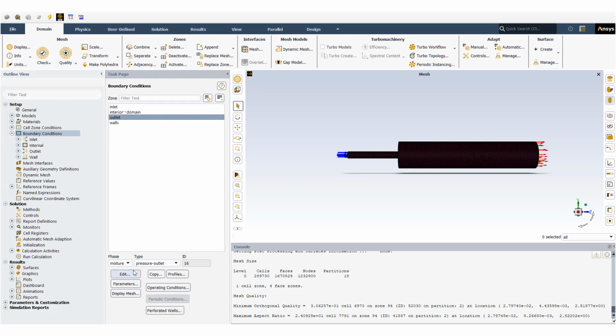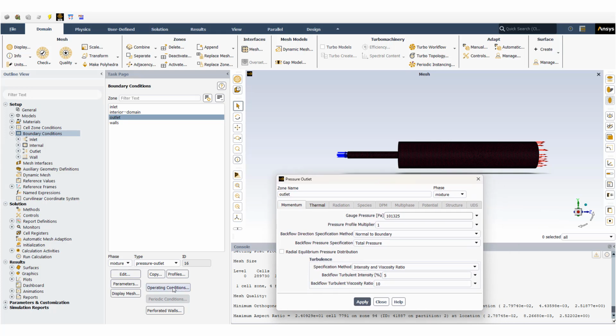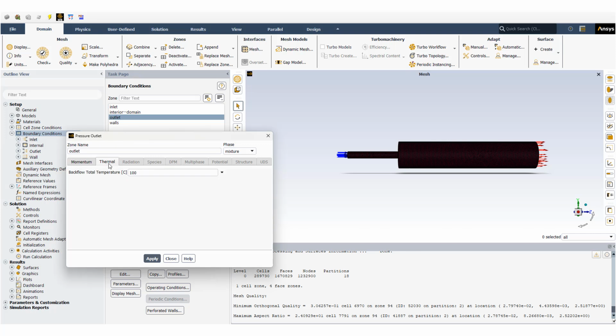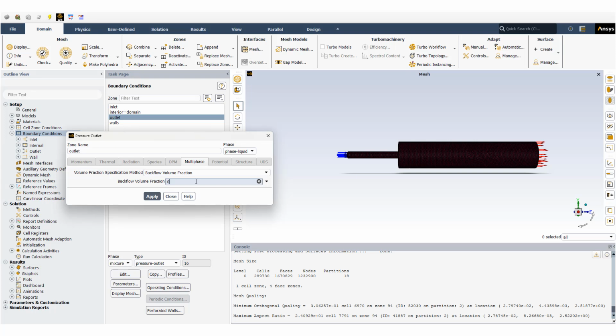For outlet, pressure outlet, again I consider ambient pressure about 100 kilopascal. Be sure to enter this value, not 0, because the operating pressure I consider 0. This is the setup for the pressure for the ideal gas model. 100, same as what we consider for the inlet. For the outlet, for vapor, we don't have any setup. For the liquid I consider 0 backflow, so the liquid cannot come back into the domain.